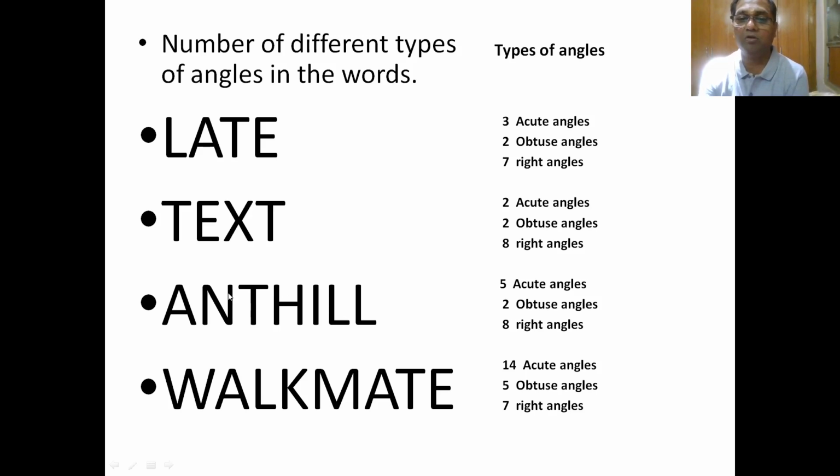So let us count all the acute angles here. 3 in A plus 2 in N, total making 5 acute angles. Here in A there are 2 obtuse angles, and in none of the other alphabets there are obtuse angles, so 2 obtuse angles, and the rest all the alphabets are making right angles. Let us count them: 1, 2, 3, 4, 5, 6, 7, 8 right angles.